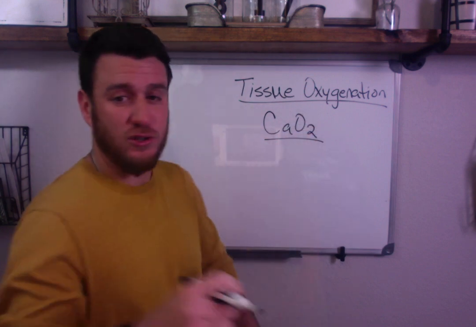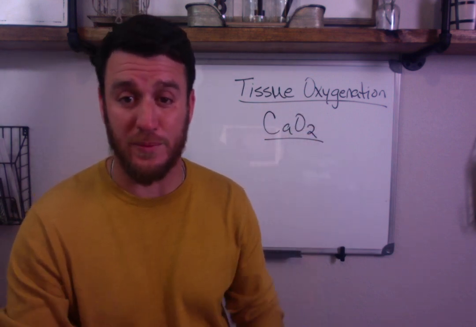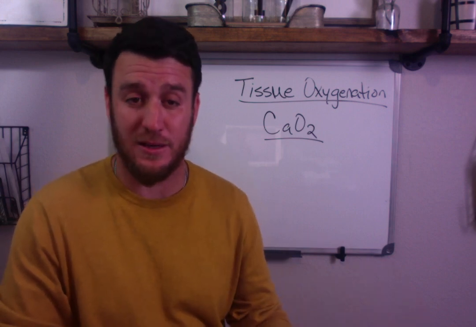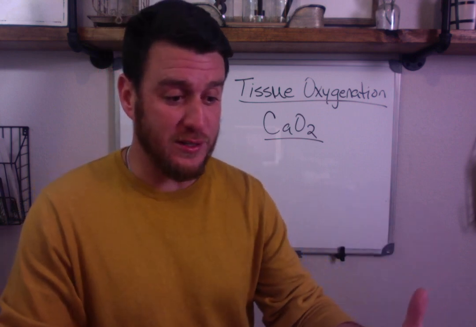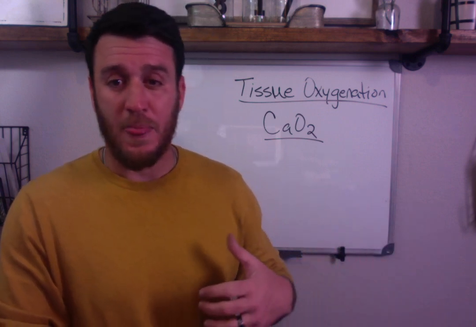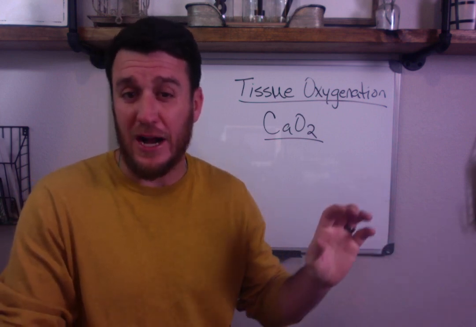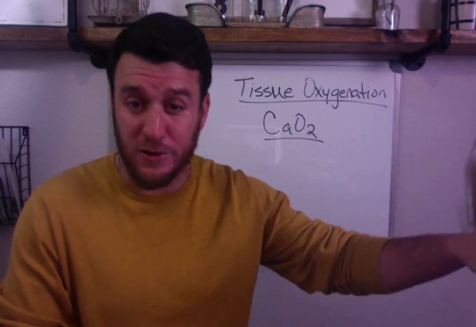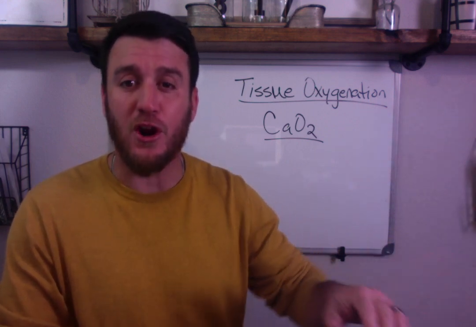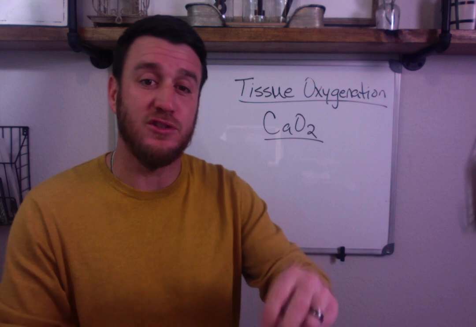CaO2. This is your total O2 content formula. Also sometimes referred to as your carrying capacity. Okay, so this is the number that gives you a reference into, are you getting enough oxygen to the tissues? So sure, you're getting enough oxygen into the arterial circulation, but are you getting enough oxygen delivered to your tissues?